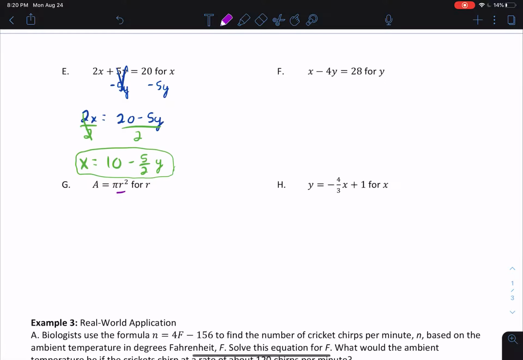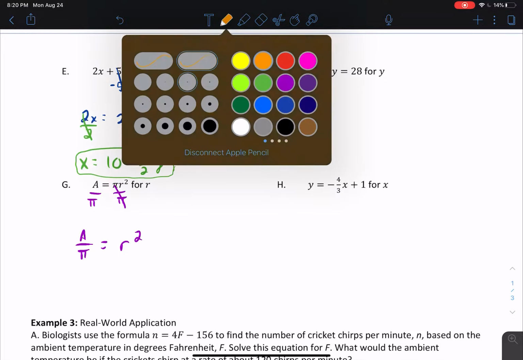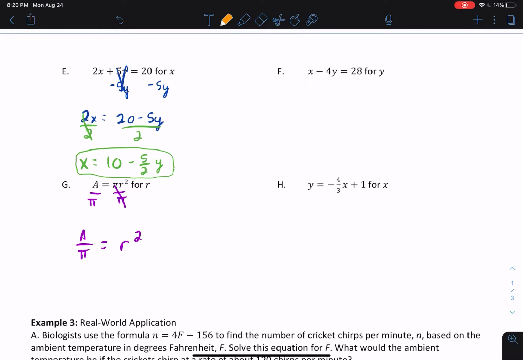So to get rid of that pi, I'm going to divide both sides by pi. So I have A divided by pi equals r squared. Well, now we have to ask ourselves how, I'm so close to getting that r by itself, but it's got that exponent of 2. How do I get rid of something being squared, or when I see that exponent of 2? Well, that's called a square root.